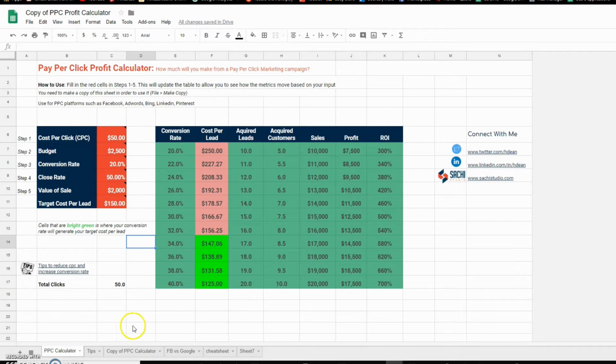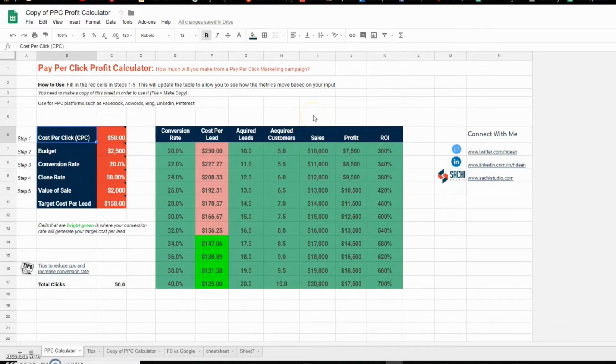This is an internal tool that I developed to help onboard clients who are novices to PPC. I call it the pay-per-click profit calculator. Basically, it's a tool to help communicate visually the correlation and the impact that certain PPC metrics have on key performance indicators of a business. For example, PPC metrics such as your conversion rate and cost per click can have either a positive or a negative impact on KPIs such as your cost per lead, acquired customer, sales, profit, ROI.